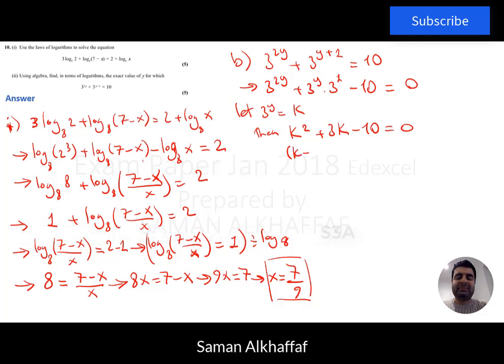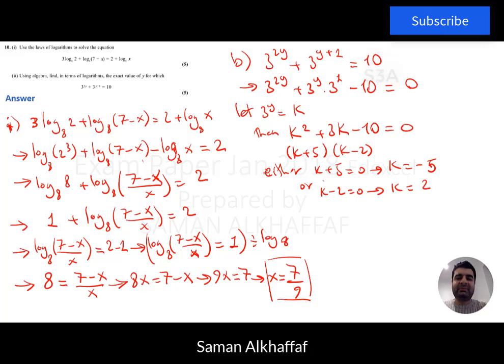Now we can factorise this expression. That would be (k plus 5)(k minus 2). So in this scenario, we'd have either k plus 5 equals 0, which means k equals minus 5, or k minus 2 equals 0, which means k equals 2.